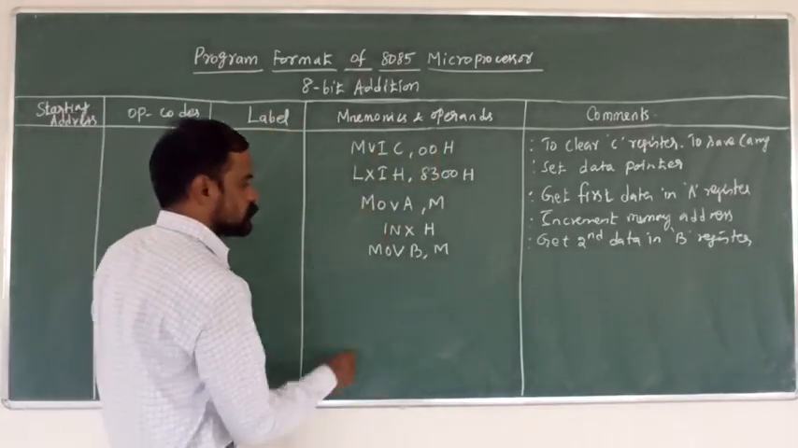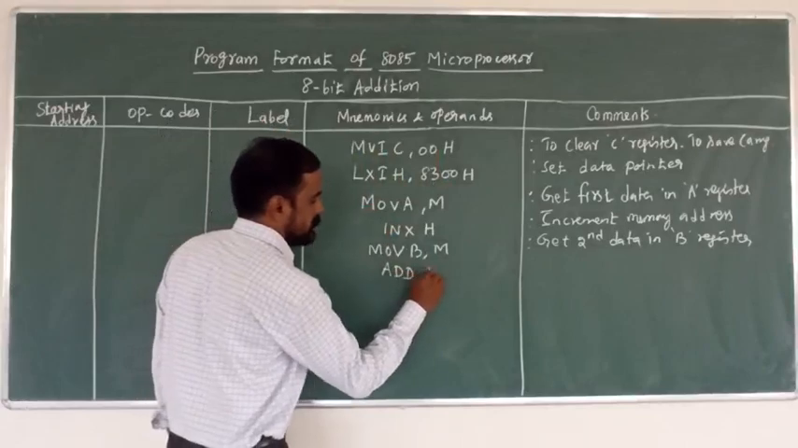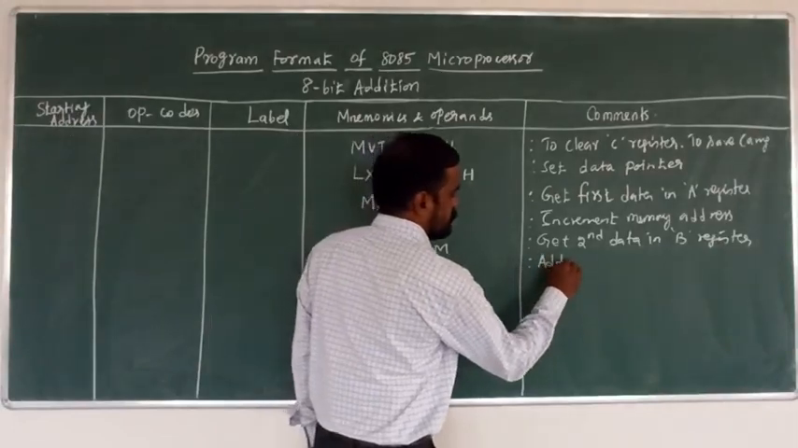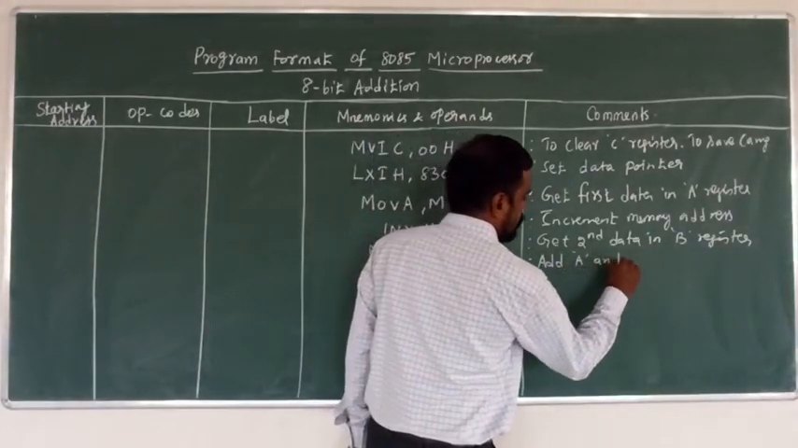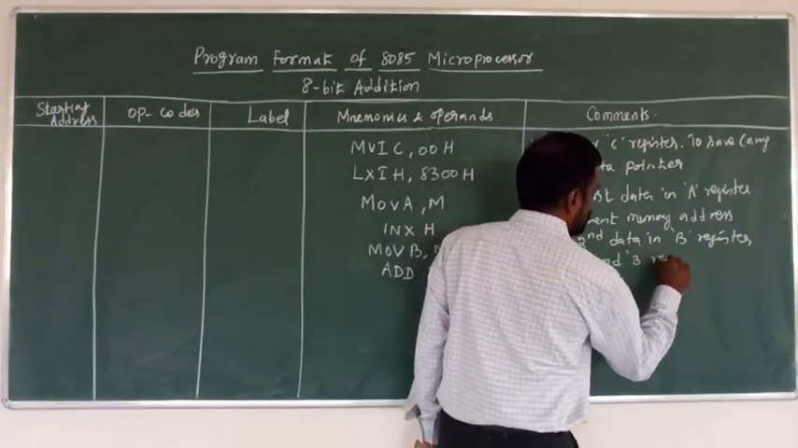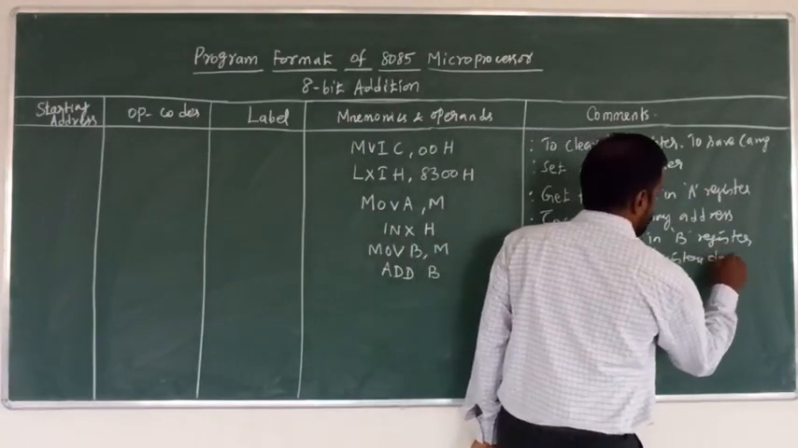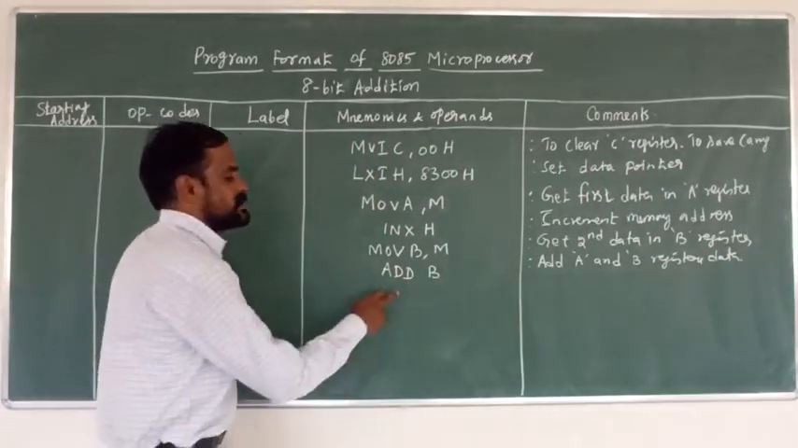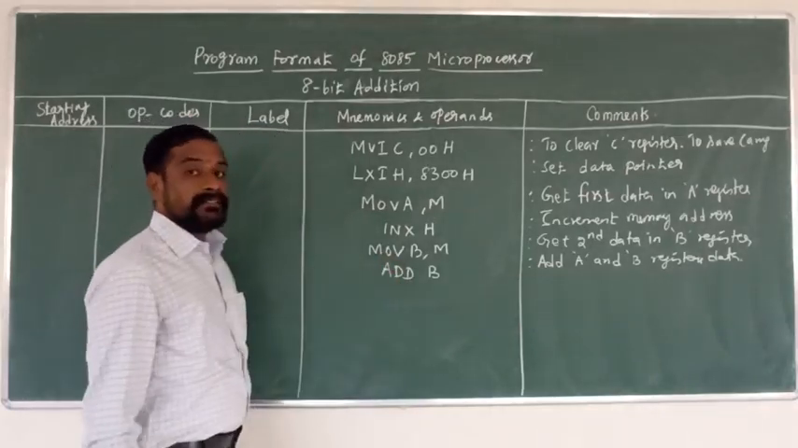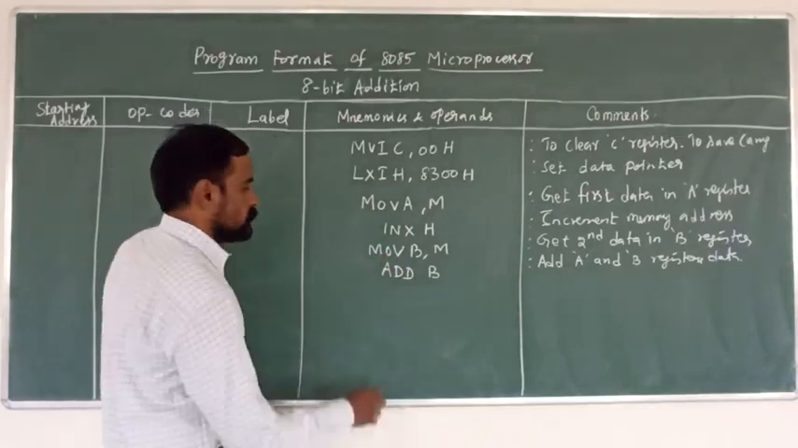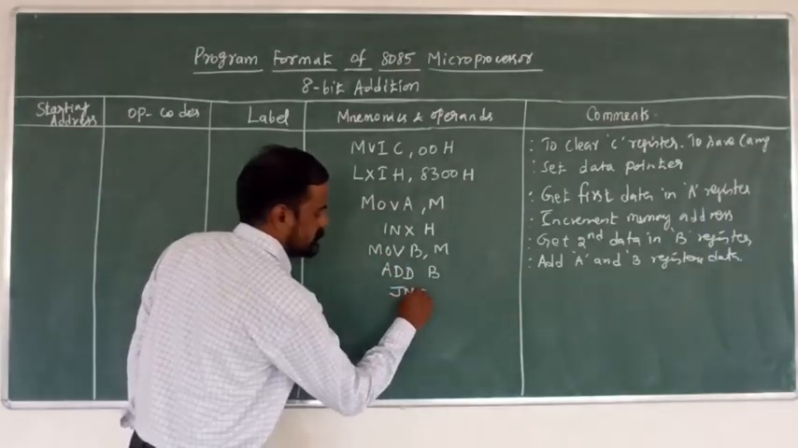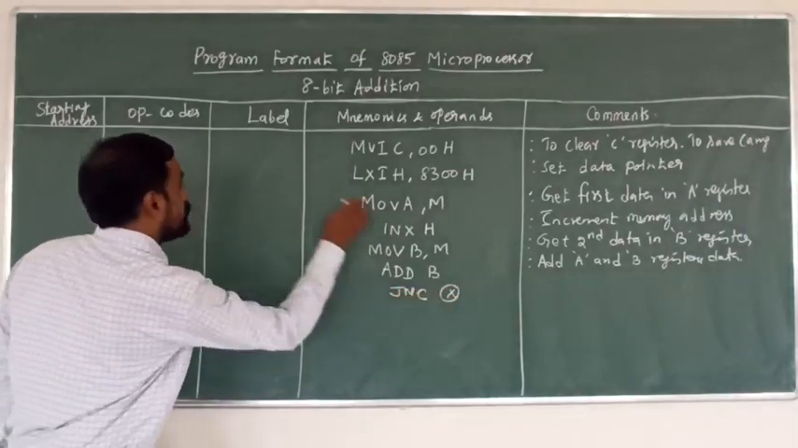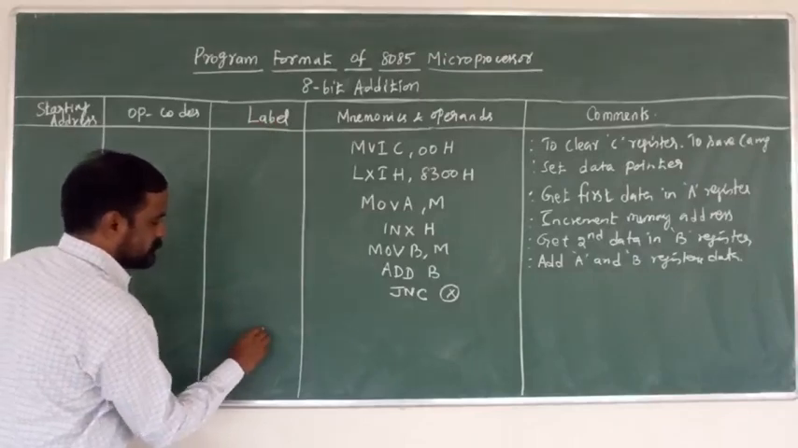Now to add these two, for that we can use the ADD B instruction. Okay, add A and B register data. After addition, to check whether the result is a carry or not, for that we can use JNC: jump if the result is no carry, jump to this address location. Here the label we have to initialize.